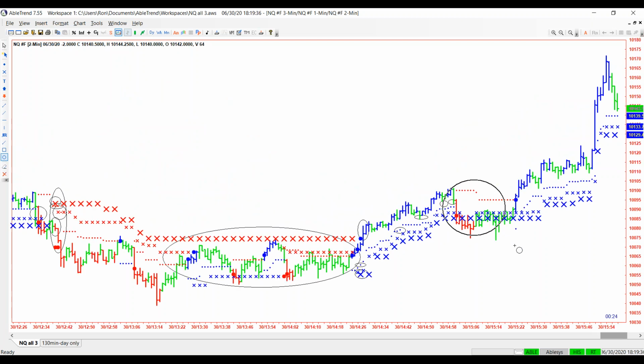I mean, it was just a killer day today. Real clear-cut signals, too. No guesswork. There's no gray area. It's either yes, it's a trade, or no, it's not. That's what I like about it.